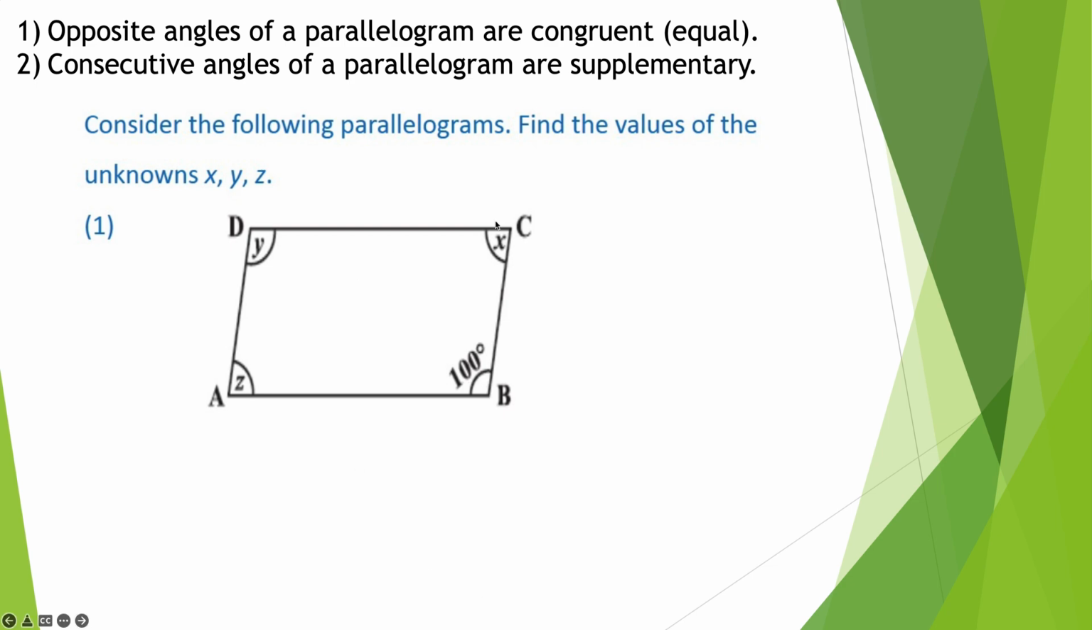So B and C are going to be supplementary. B and A are going to be supplementary. But B and D are going to be congruent because B and D are opposite or across from each other. Consecutive means they're next to each other. So find the measures of angle Y first, because that's the first one I'll show you, and then X and then Z. Go ahead.